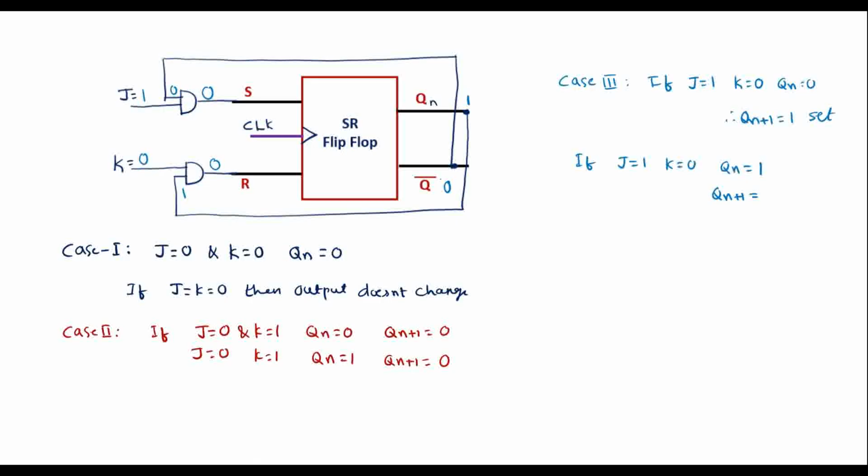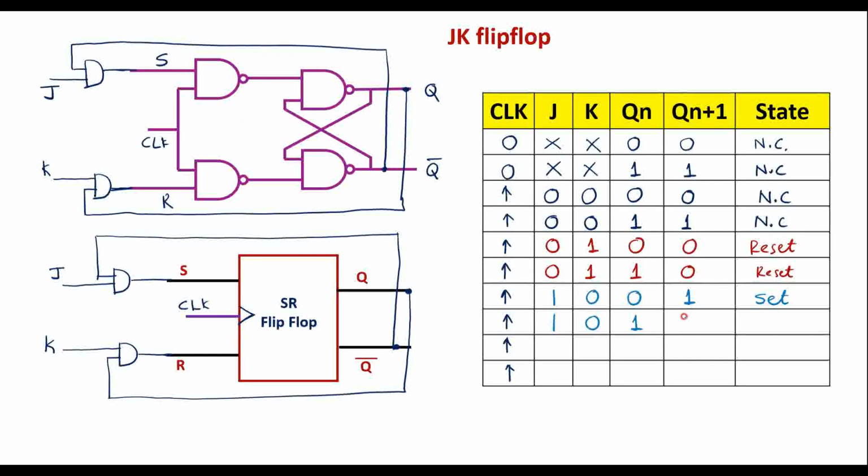So as we know, in SR flip-flop, if both the inputs are 0, then there is no change in the output. There is no change in the output means the previous output will be continued. So here previous output was 1. So Qn plus 1 will be 1. That is nothing but set. Flip-flop is set. So in this case also we'll get Qn plus 1 is equal to 1, which is nothing but set. Now let me consider the last case.